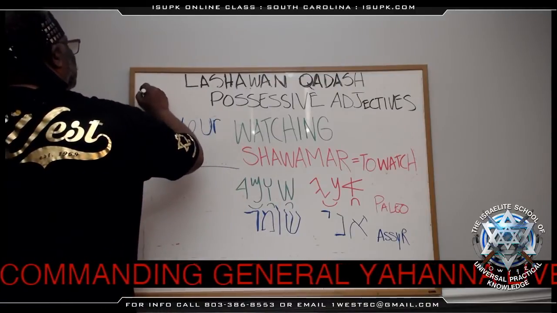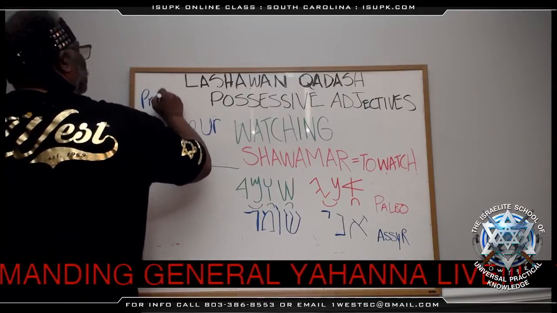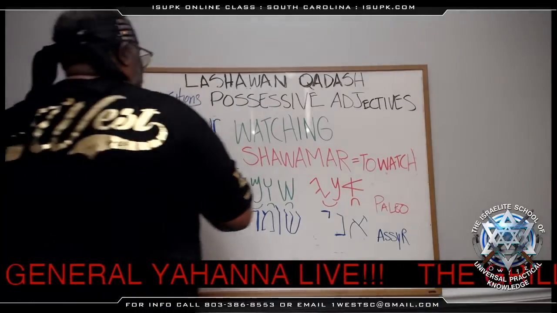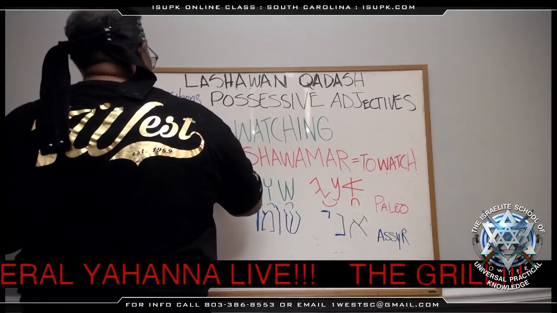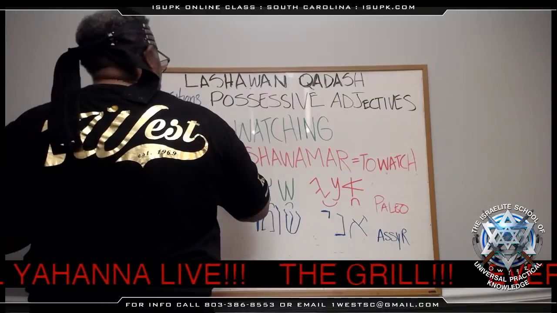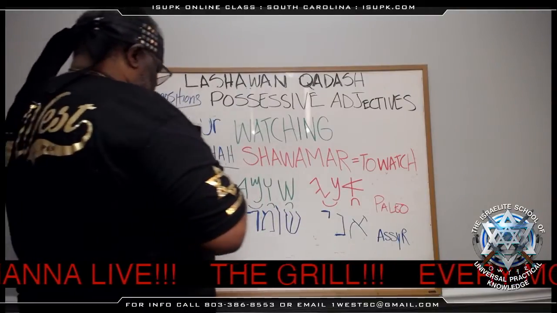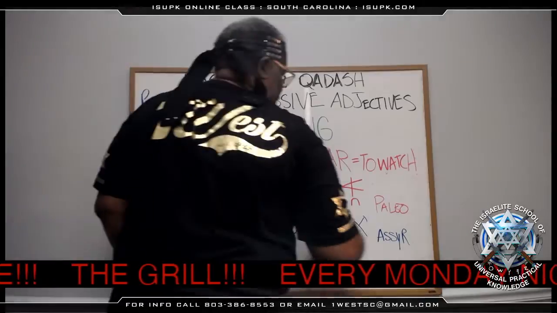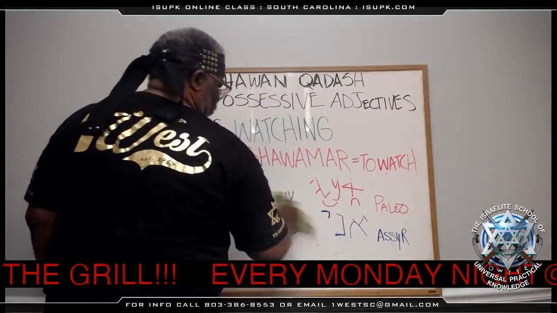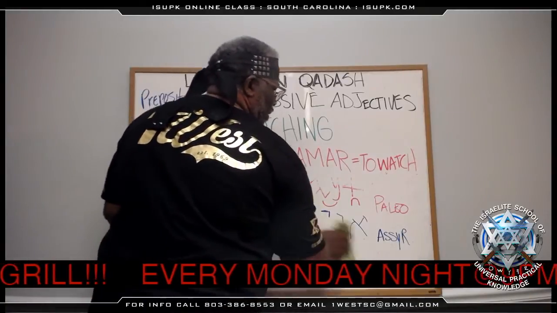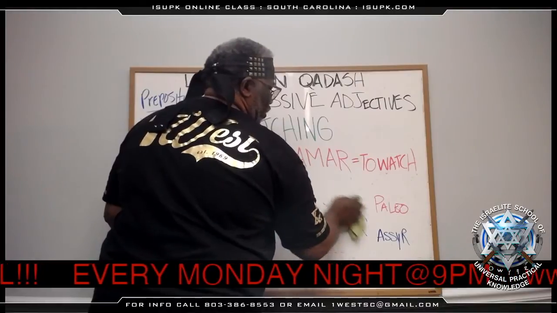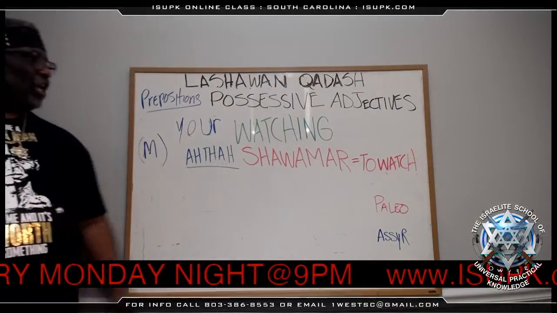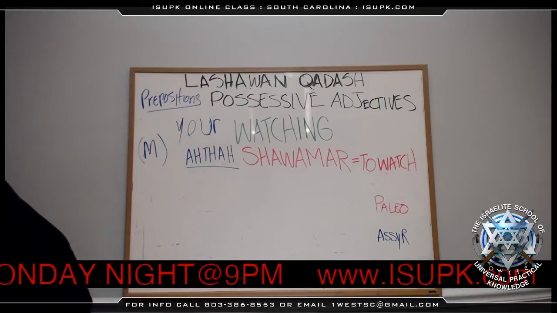Possessive adjectives, and we're going to put prepositions, of course. For the man, it'll be tha. Atha, shawamar. Atha, shawamar. Of course, we'll erase it and make sure we do this right here, so we won't confuse anything, me trying to take shortcuts and forgetting connectors and all of that. That ain't right. For the man, atha, shawamar. You're watching. That's masculine.